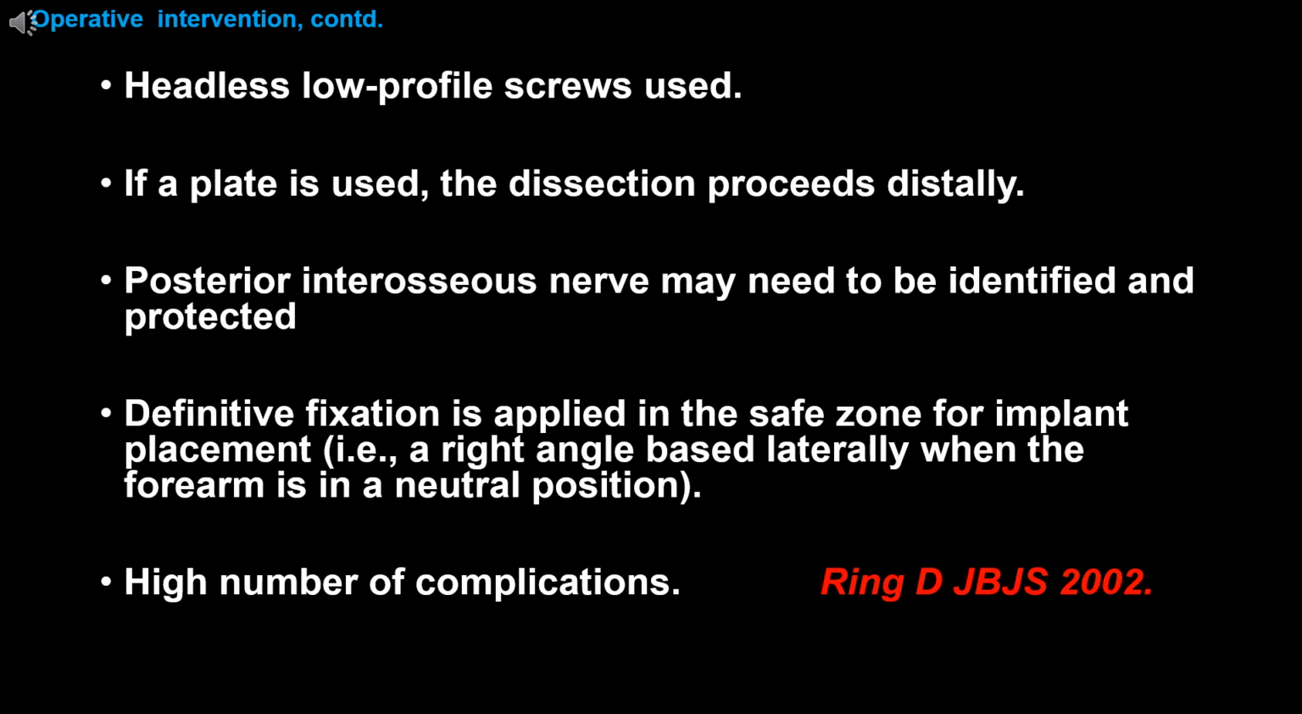If a plate is used, dissection proceeds distally. The posterior interosseous nerve may need to be identified and protected. Definitive fixation is applied in the safe zone for implant placement, that is a right angle based laterally when the forearm is in neutral position. But surgery is associated with a high number of complications.